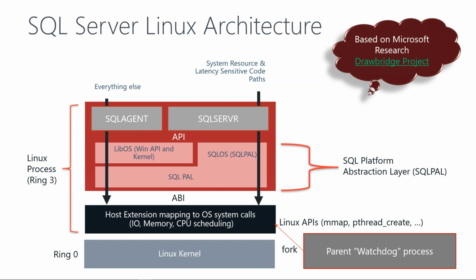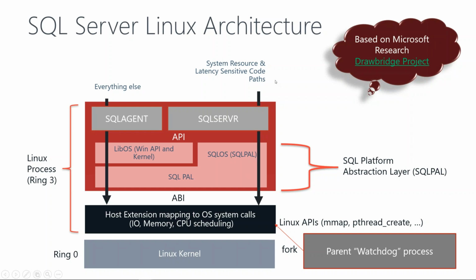So when SQL Server on Linux boots up, what happens, in this bottom right-hand corner here, is there's a SQL Server process that we affectionately call the watchdog process. It's natively compiled for Linux. It contains this host extension code. It knows how to fork off another SQL process in Linux. That's why you're going to see two of them. And then the main SQL process will kick in to run all of this logic.